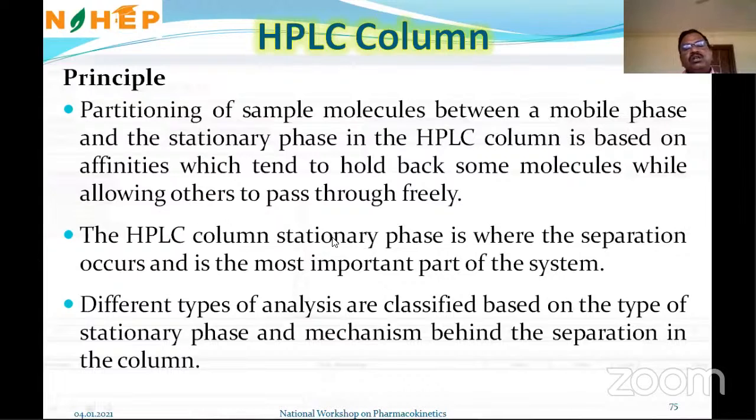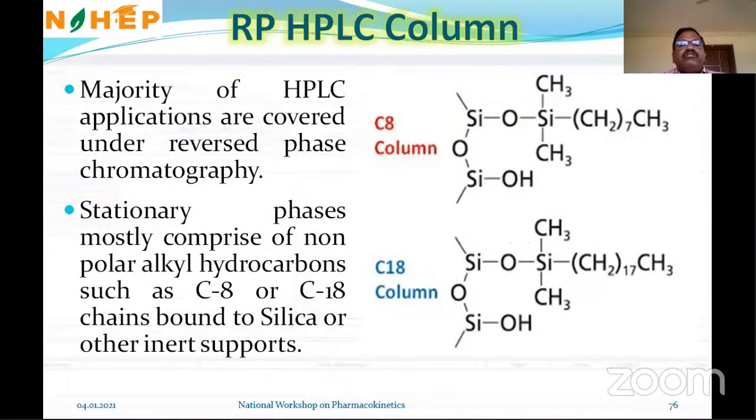The HPLC column stationary phase is where separation occurs, and it is the most important part of the system. And coming to the different types of analysis, they are classified based on the type of stationary phase and the mechanism behind the separation in the column. The first is the reverse phase HPLC column.